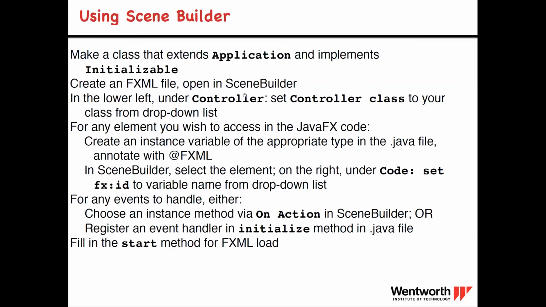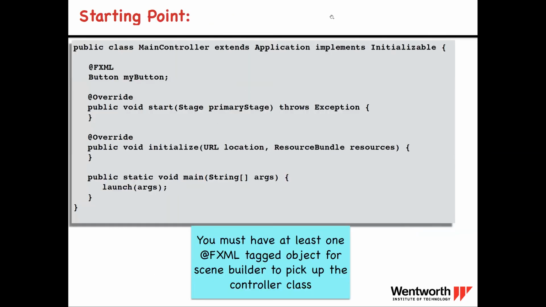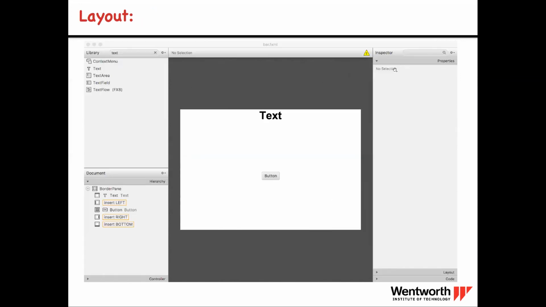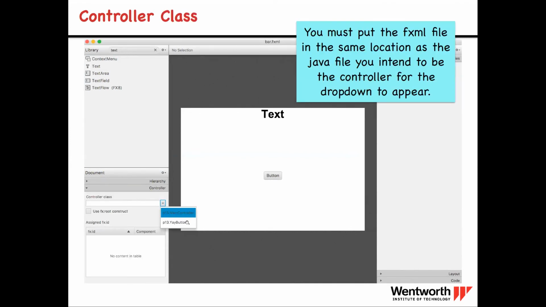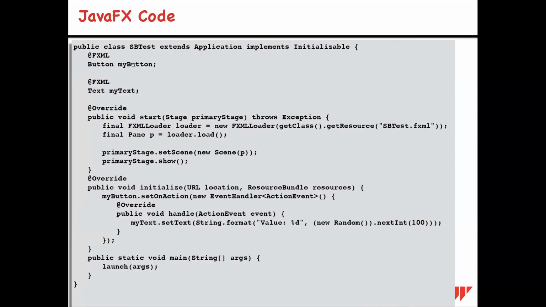All right, so all that is in text here, talking about, under code, set the FX ID to the variable in the dropdown, all that kind of stuff. Then I have a little bit of code, some of the starting point here. Again, you must tag at least one variable with @FXML for Scene Builder to pick up the controller class. And then I show the layout here and the stuff that you pick. Here's the code that we wrote, or at least it should be pretty close.